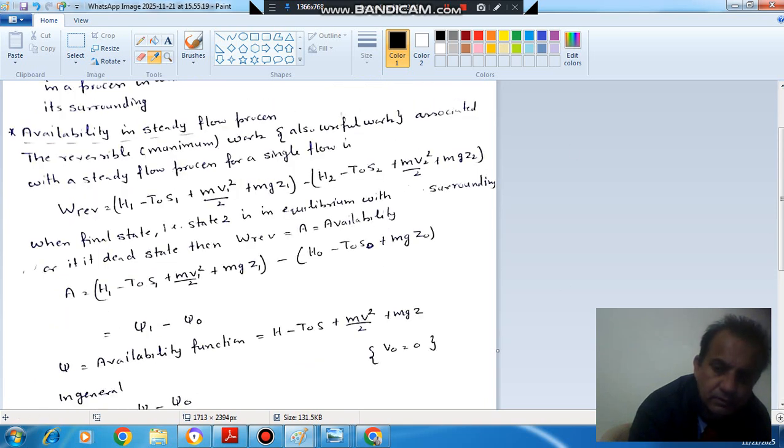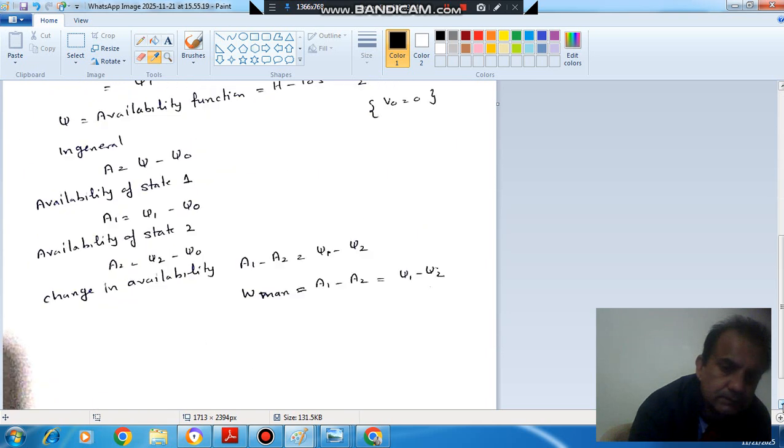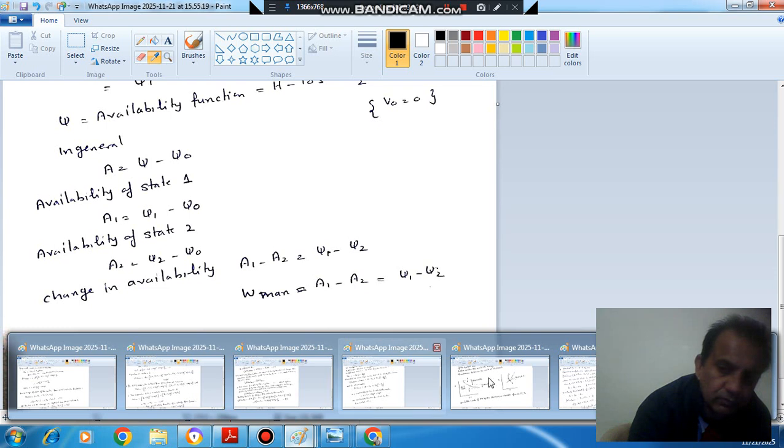So the change in availability is the change in availability function, or the maximum work done. That is the availability for steady flow system.